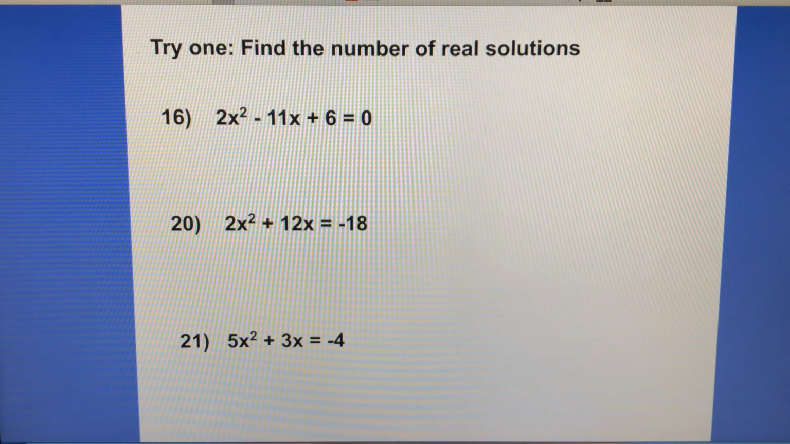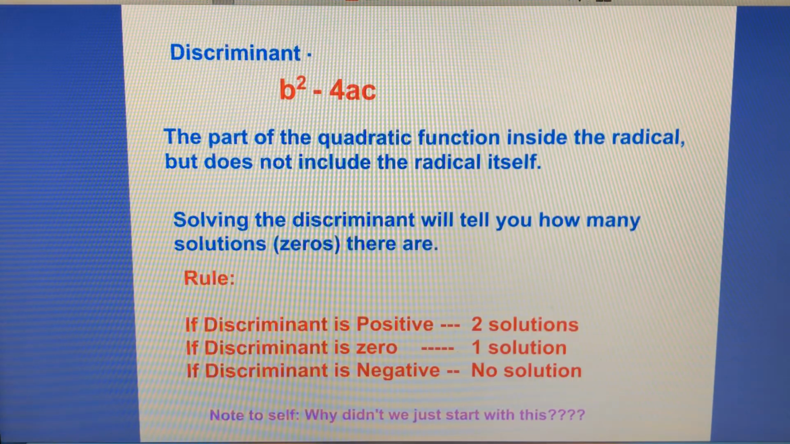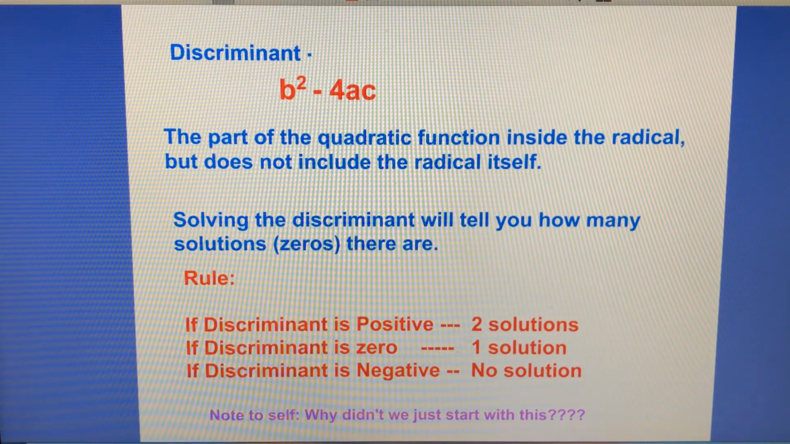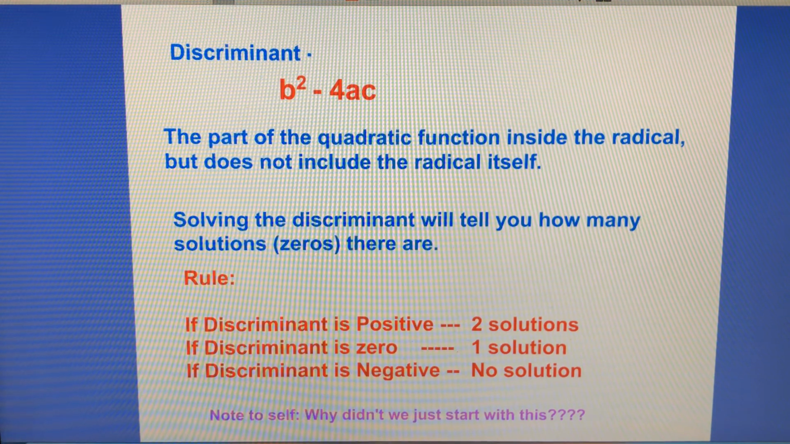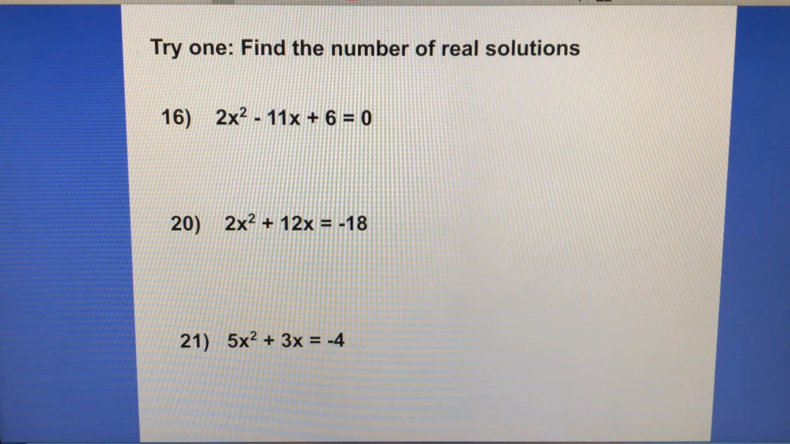Let's try some, okay? Find the number of real solutions. So let's use our discriminant first. Plug your values into your discriminant. Let's see, did we write down our discriminant? B squared minus 4ac. You need to write it down. You're not going to just remember that. B squared minus 4ac. And of course, if you have your graphing calculator, you might find your formula in your graphing calculator in that section. Go ahead and plug them in. Stop your screen. Here we go.